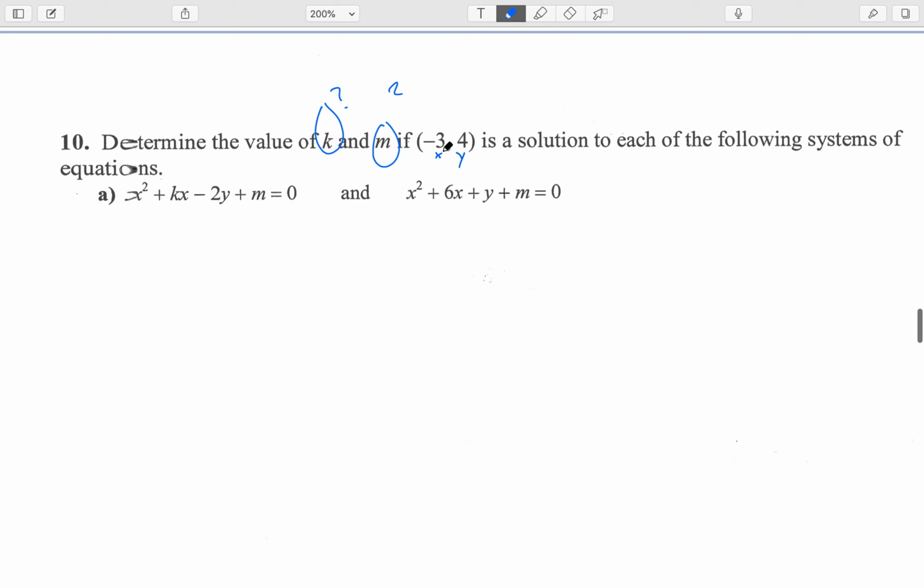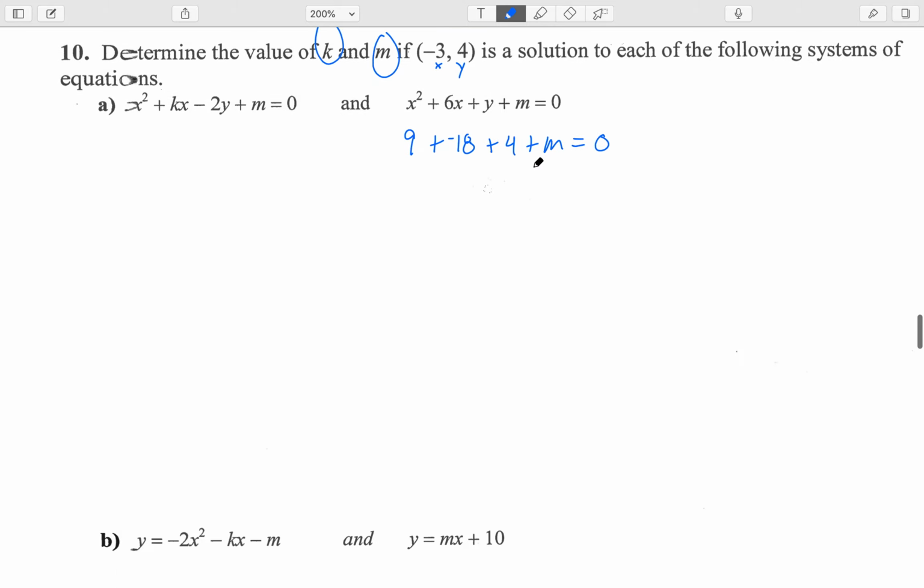Let's start over here. So the x value is negative 3. Negative 3 squared is 9. 6 times negative 3, so this is negative 18. Plus y. Y is 4. Plus m is equal to 0. There's only one letter here. I can actually figure out what m is.